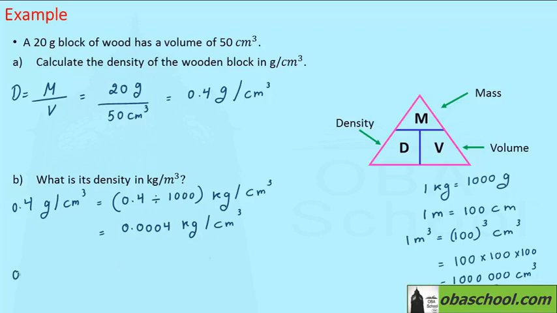Therefore, 0.0004 kilograms per cubic centimeter is equal to 0.0004 multiplied by 1 million kilograms per cubic meter. This is equal to 400 kilograms per cubic meter.